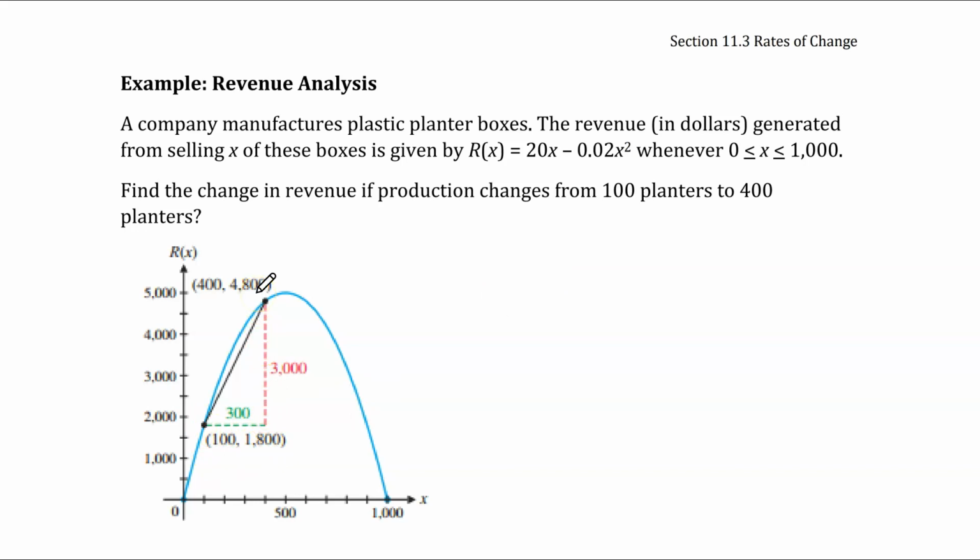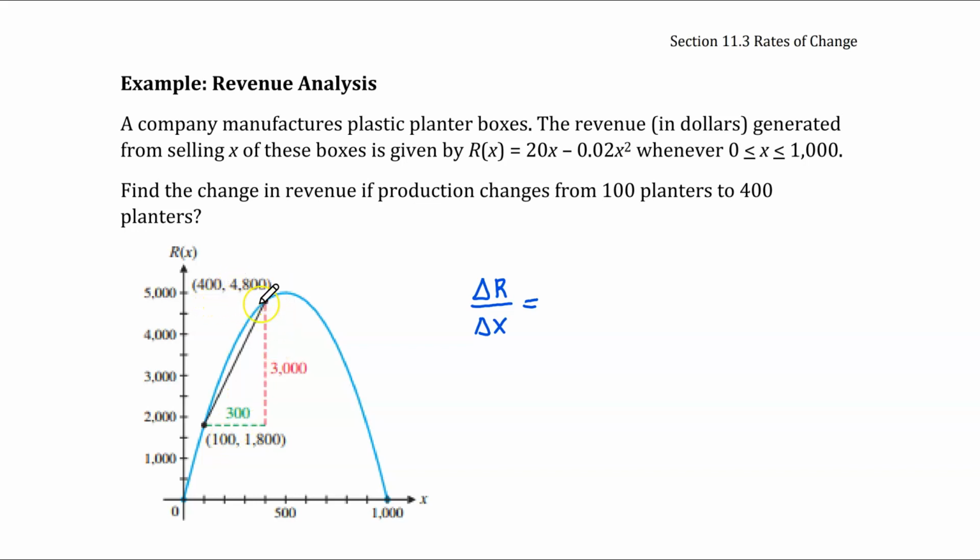Now we know that the change in revenue, or the average rate of change, is just the slope of the line connecting these 2 points here. The average is just a change in y over the change in x. So the change in revenue, we'll call that ΔR over Δx, is equal to, you just have to subtract the y values.